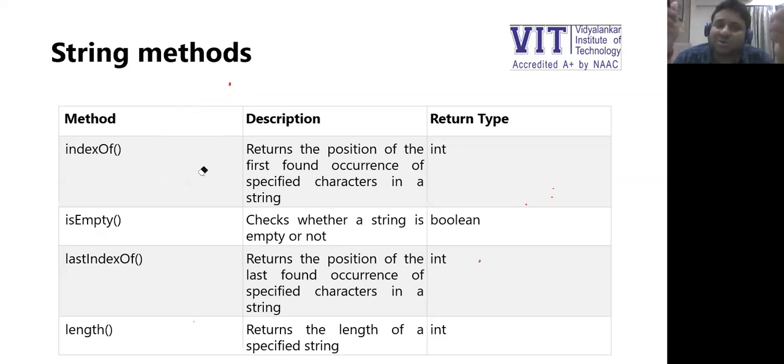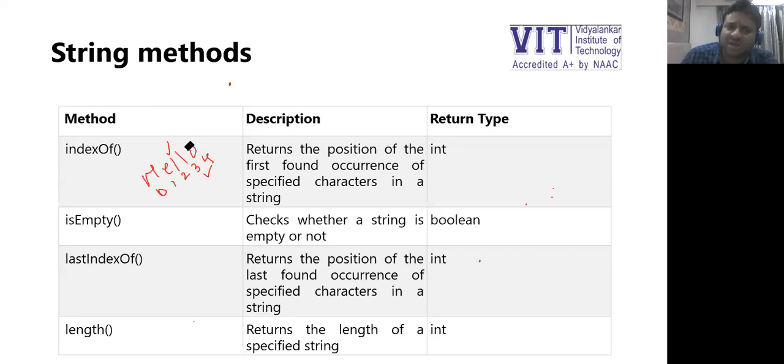lastIndexOf is similar to indexOf. In indexOf it returns the position of the first occurrence. In lastIndexOf it returns the position of the last occurrence of that character. So if we have hello, with positions 0, 1, 2, 3, 4, indexOf('l') will return 2, lastIndexOf('l') will return 3. length will return the length of the string. It is a function here. So length of hello will be 5.